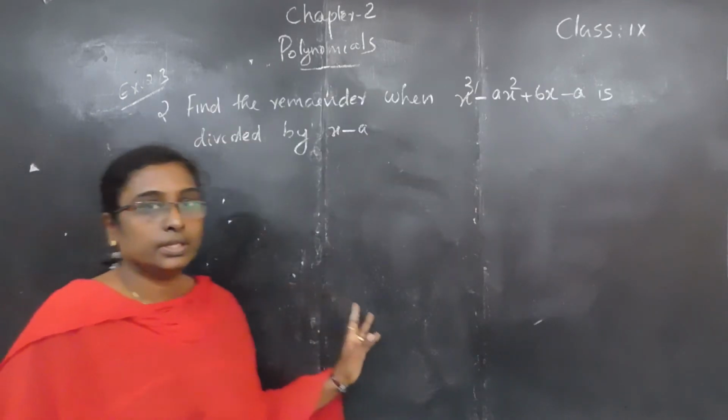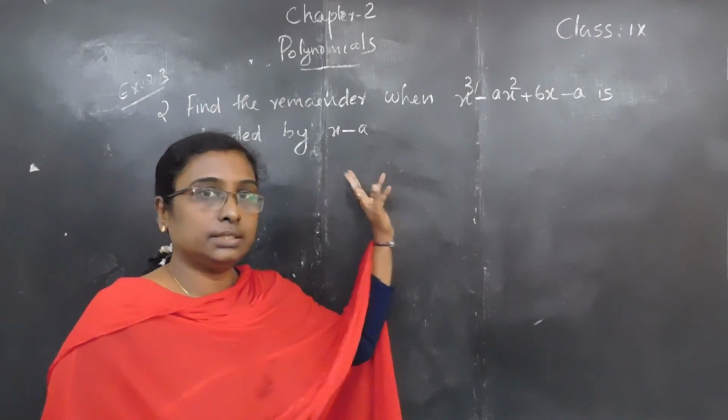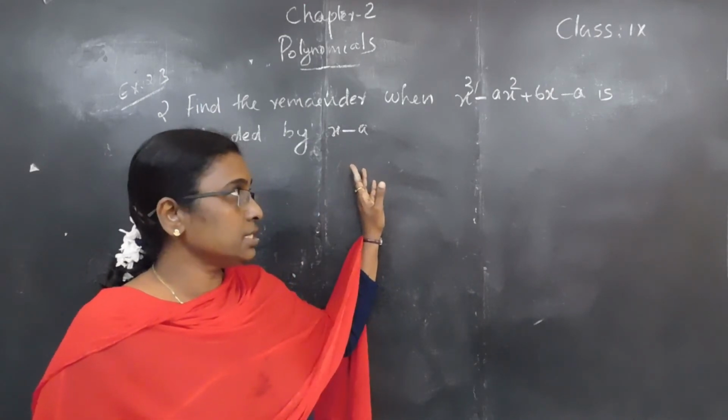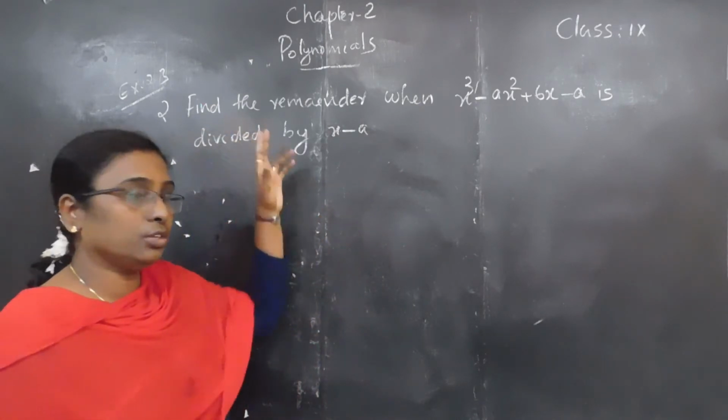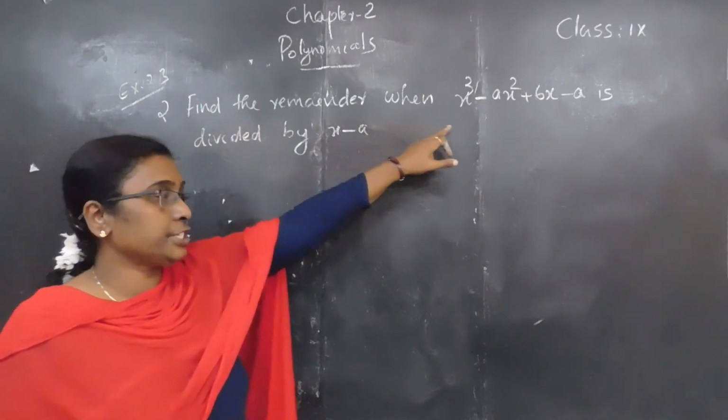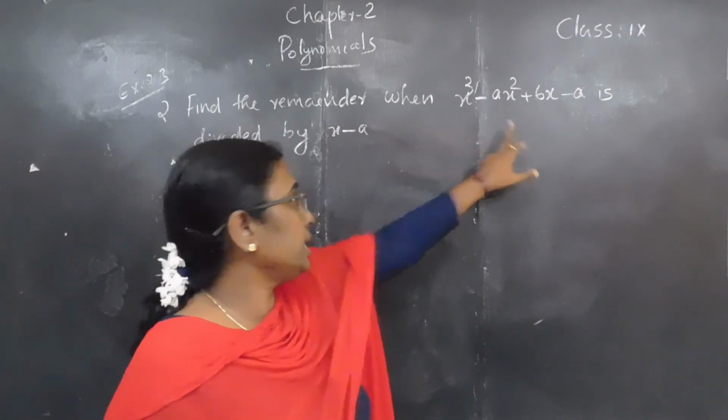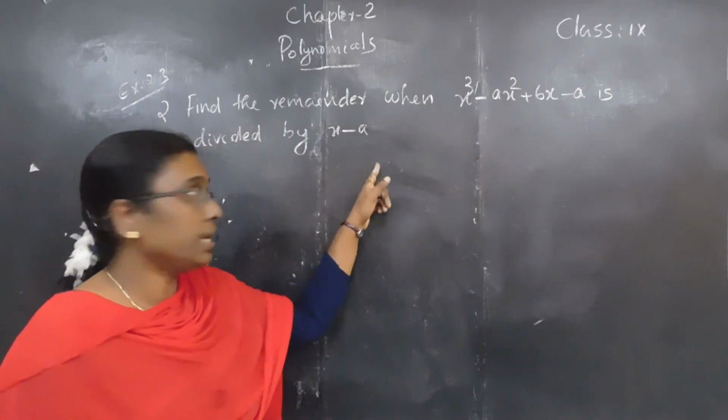The remaining sub questions, third, fourth and fifth, you should do as homework. Come to the second question. Find the remainder when x cube minus ax square plus 6x minus a is divided by x minus a.